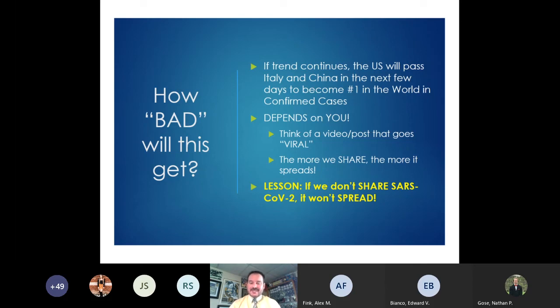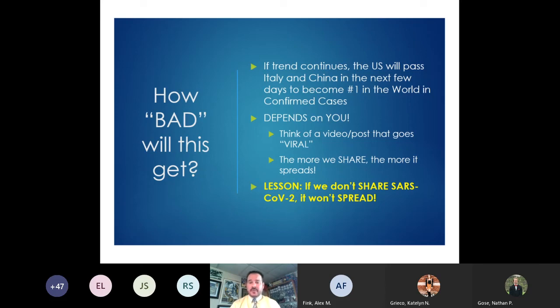But what we do know is if this trend continues, within the next couple of days, the US will be #1 in terms of total cases worldwide. We've moved up to #3, right behind Italy and China. Again, you can see that China's cases have leveled off. And so the US definitely is on a trajectory to surpass those countries in number of confirmed cases. So again, we're dealing with the 800-pound gorilla here.